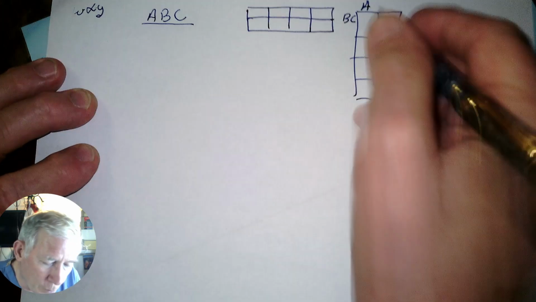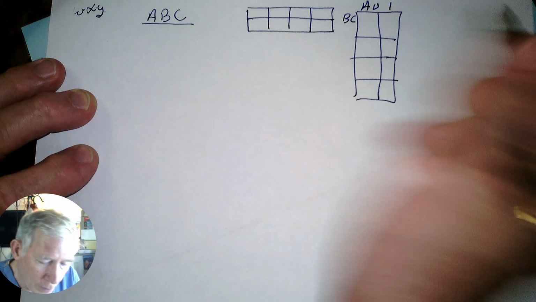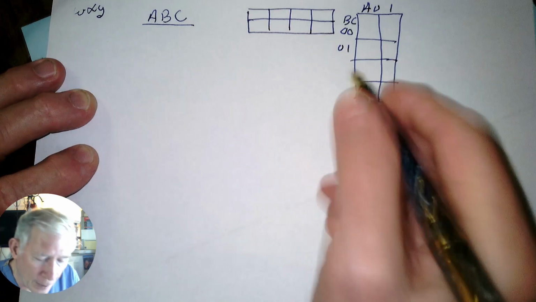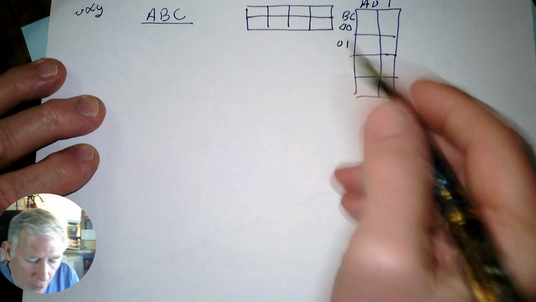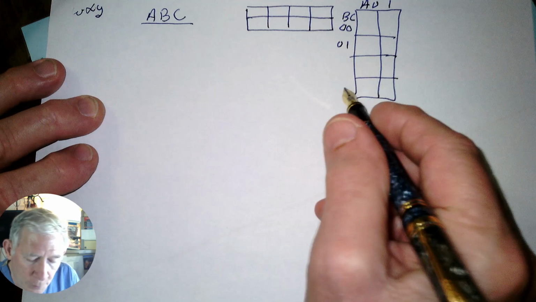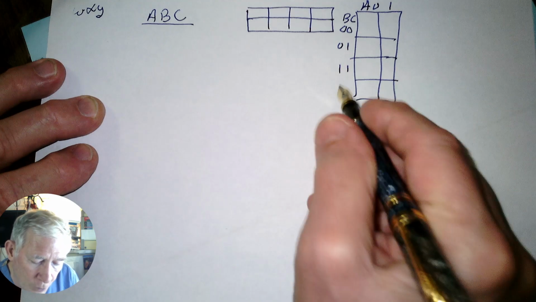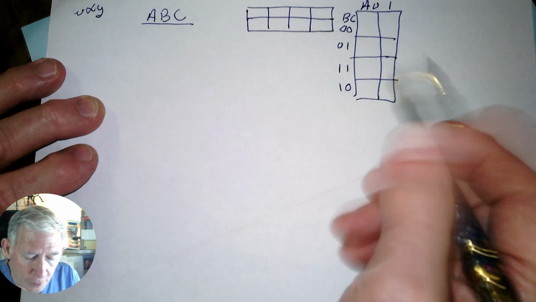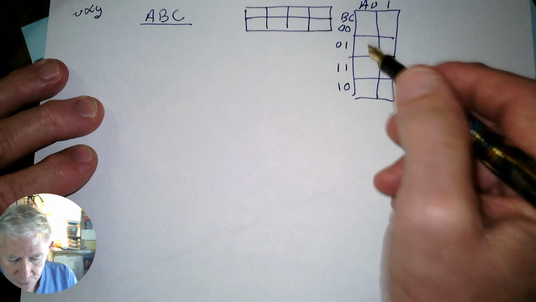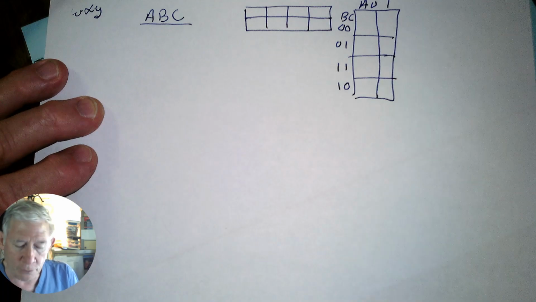Now this column will be A equals 0, and this column will be A equals 1. This is B and C are 0, 0. This is 0, 1. Now, if I were going straight binary, this would be 1, 0, but I'm not going to do that, and this last one would be 1, 1. I'm going to flip those around. I'm going to put 1, 1 here and 1, 0 there. And the reason I'm going to do that is because I want every box to differ from its neighbor vertically and horizontally by only a single variable.